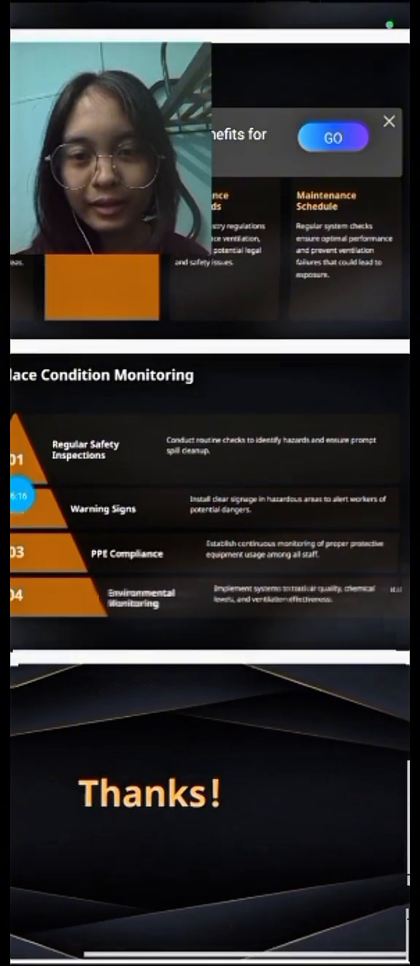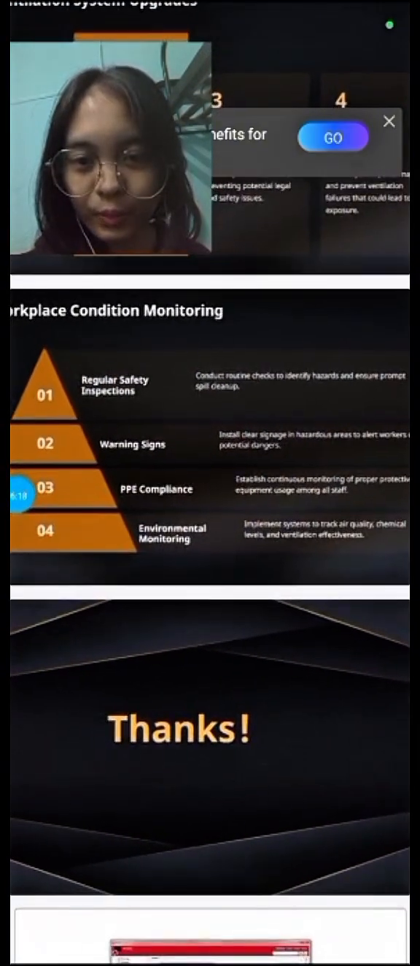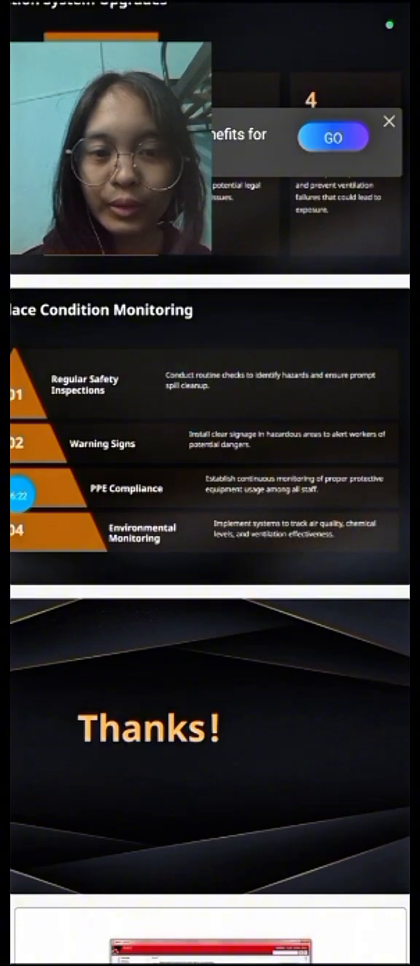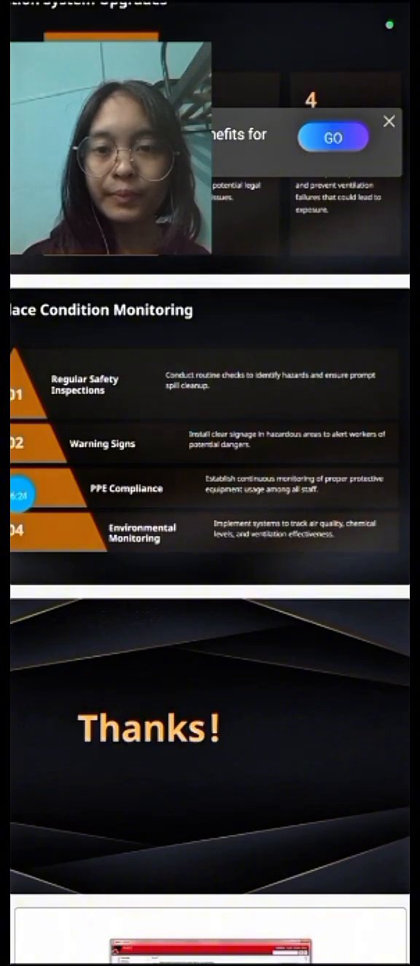I don't know what it means. Number two is warning signs. Install clear signage in hazardous areas to alert workers of potential danger.